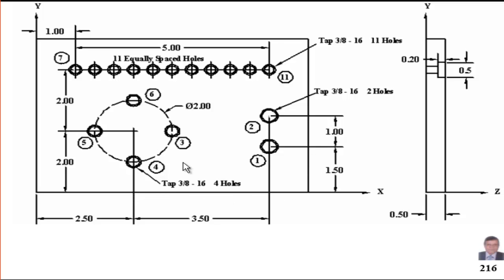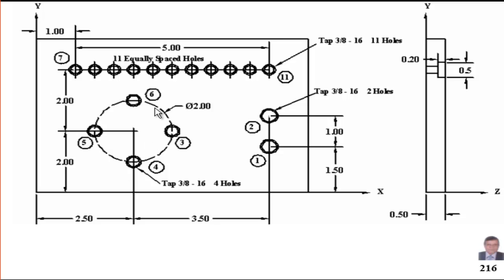The second group, which is holes number 3, 4, 5 and 6, they are circular, located on a circular pitch, and the pitch circle is 2 inch. It means that the circle diameter is 2 inch, and the center of that circle is located at 2.5 from that edge and 2 from that workpiece edge. So we know the location of the central pitch, and we know the diameter of the pitch, and these holes are diagonally located along that pitch.